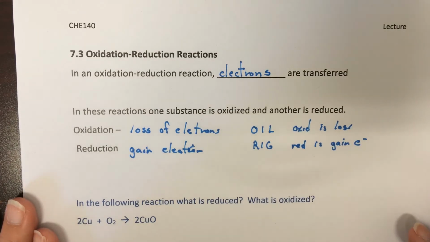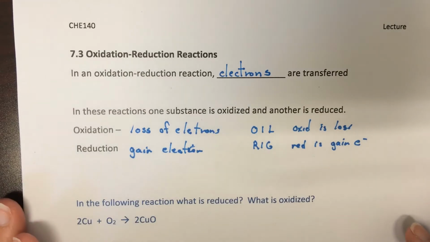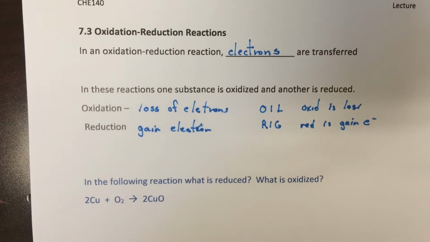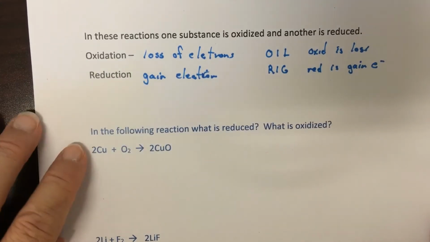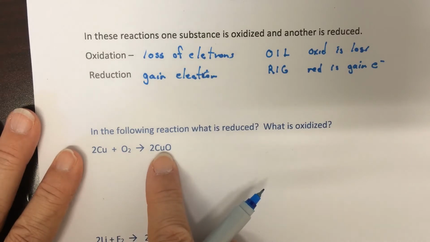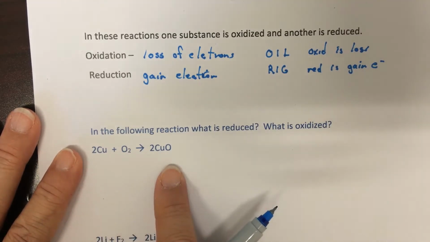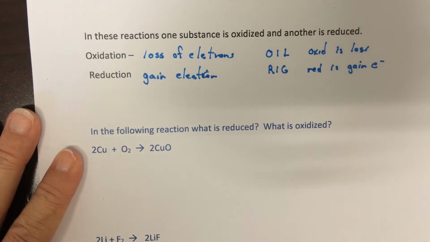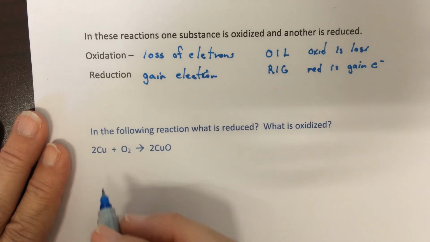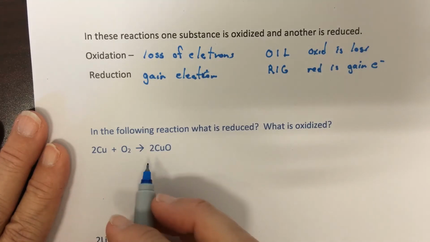So let's look at an example and see if we can figure out which thing is being oxidized and which thing is being reduced. If we look at our first reaction here, we see that we've got two coppers combining with oxygen to make copper oxide. This is a synthesis reaction, but it's also an oxidation reduction reaction. So we can divide this into two half reactions.